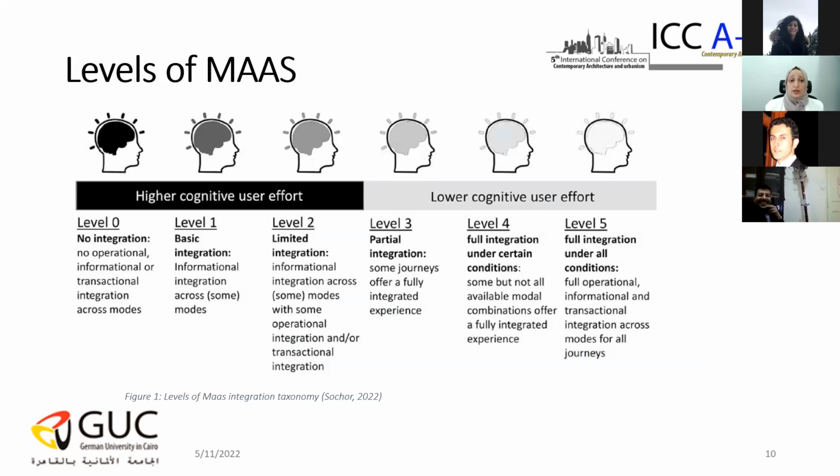Mobility as a service has different levels, from level 0, which has no information, to level 5, which has full integration of all the conditions. And that means that the user knows everything and every act that's going to happen in the travel, and by that the cognitive effort by the user is very little, and that is what will attract users to use public transportation.